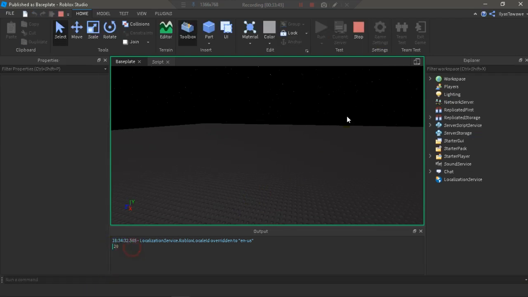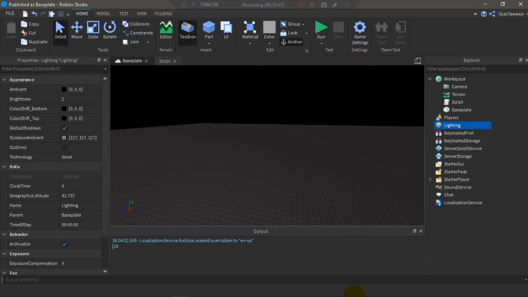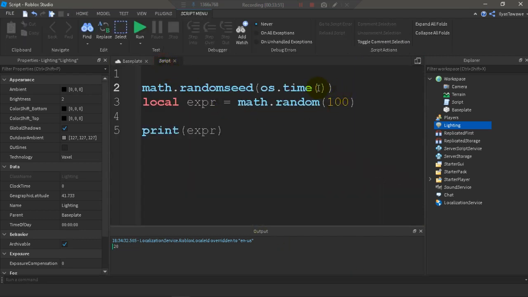And now it should get another number. As you see, 20, because we're getting the time in seconds from, I don't know, I can't really remember the year that they started this os.time counting, but we can just print it right here so you can see it.